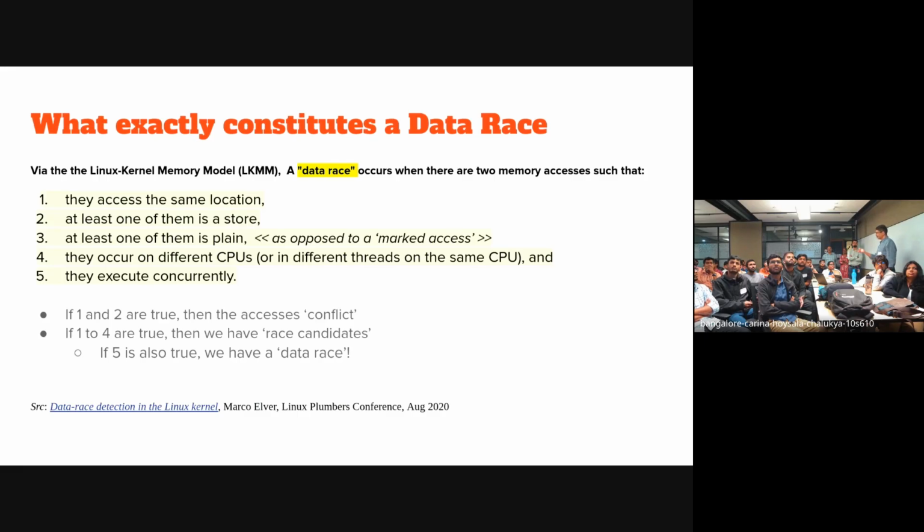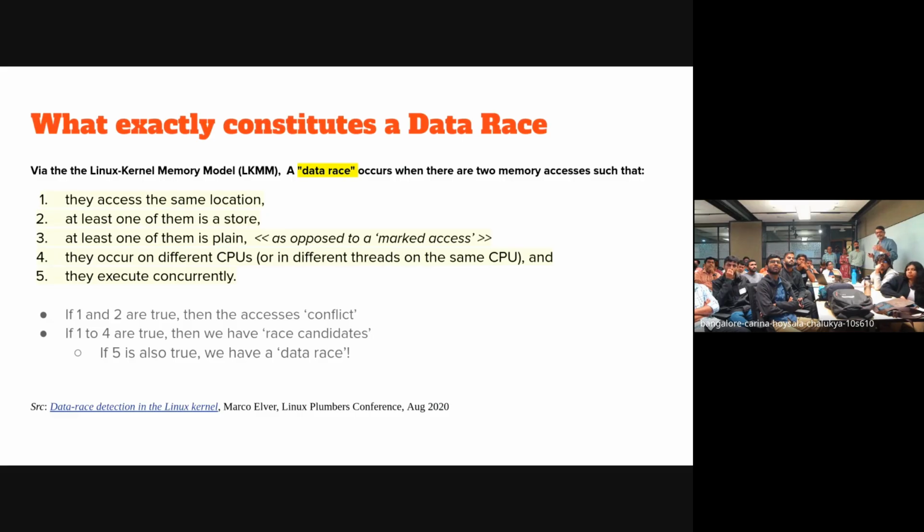Guys, if we want to get more formal about this, we can. But I don't really want to go too much into formalities, but we can. So Marco Elver of Google made a presentation where he talked about this. In the Linux kernel, we have a formalized way of looking at memory. It's called the Linux kernel memory model, the LKMM. And the LKMM states, when do we have a data race? So see guys, among these 5 conditions written here, if the first 2 are true, then we have a conflicting access. If the first 4 are true, then we have a race candidate. And if the 5th is true, we have a data race.